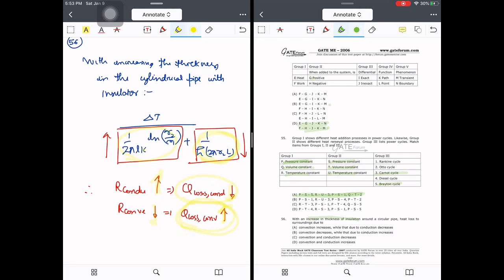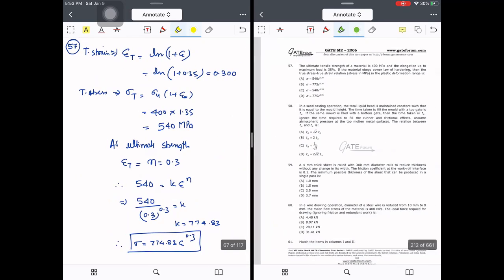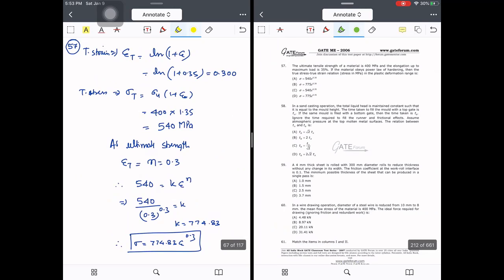So we will take this resultant ratio and divide it by R2, because R2 is our variable. Then we will get the critical thickness ratio, and from here we will derive the critical thickness. Therefore Q loss due to convection increases while the conduction decreases. This is the reason.